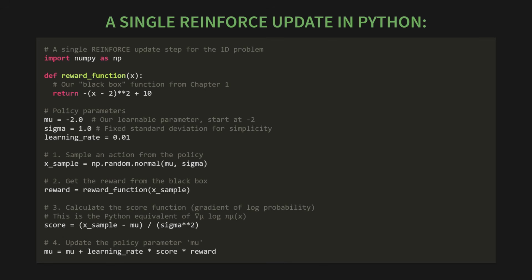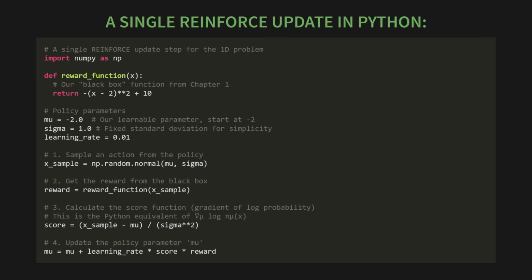Step 3. Calculate the score function. This is just the formula we saw. Our sample, x, minus mu divided by sigma squared. Finally, step 4. Update the policy parameter mu. Mu equals mu plus the learning rate times the score times the reward.